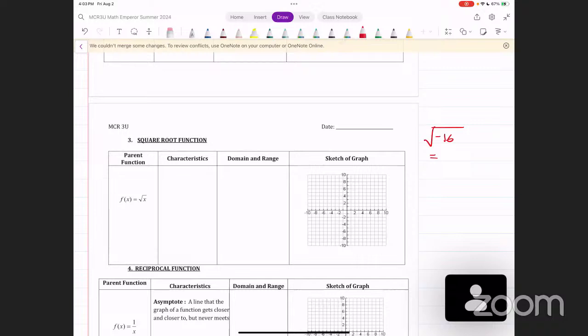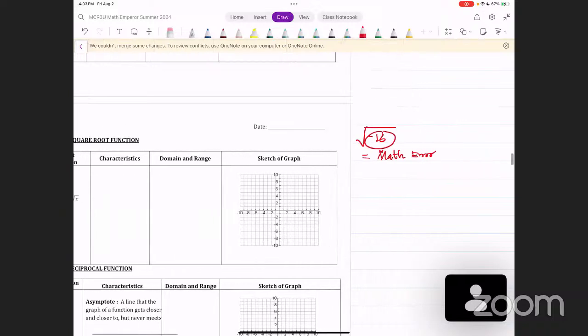Ah, so you didn't really learn what i is. The online calculator was smart to get that answer. But technically speaking, if you use a real calculator, the square root of negative 16 is going to say math error, because you cannot find a square root for a negative value.